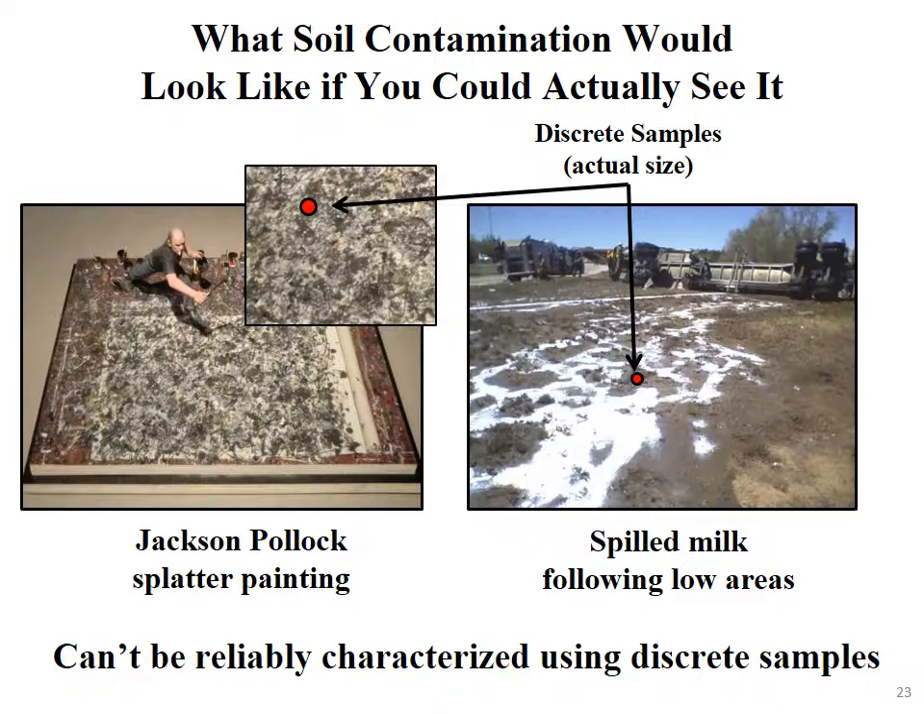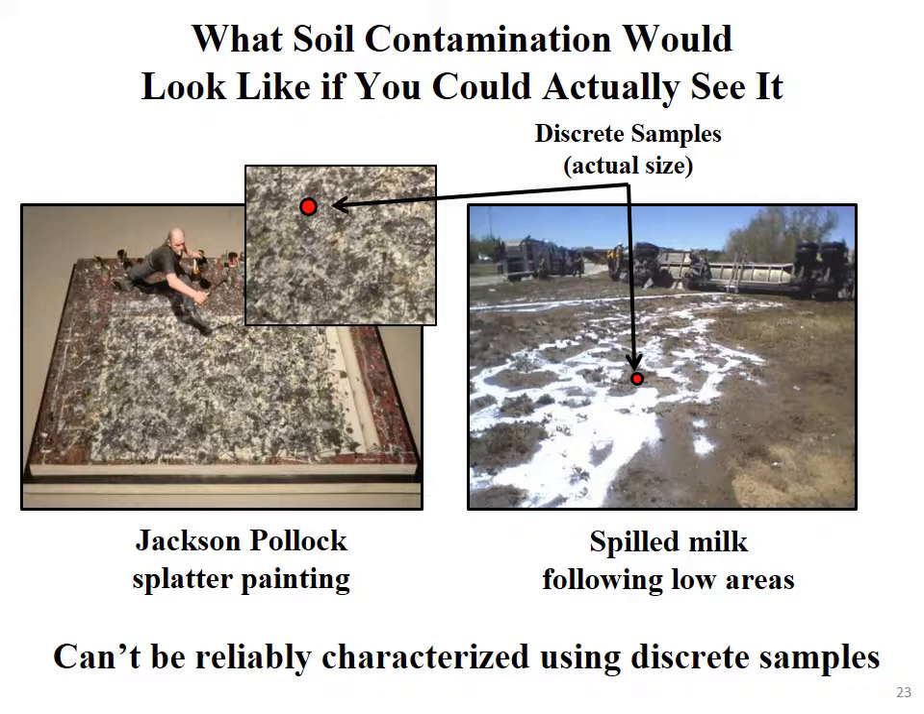This is what soil contamination would look like if you could actually see it. When I was in college, I had to take art appreciation class. The only artist I remembered for some odd reason was Jackson Pollock, probably because I would end up looking like him one day without any hair. But Pollock was famous for a splatter painting. So I think for our PCB site, if you could actually see the PCBs or PCB oil on the ground, it probably looked like this.